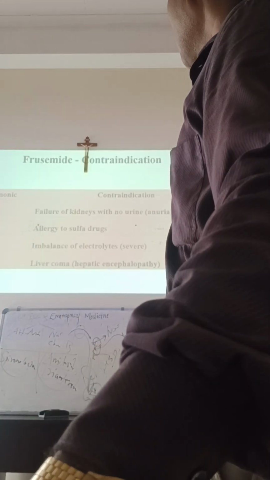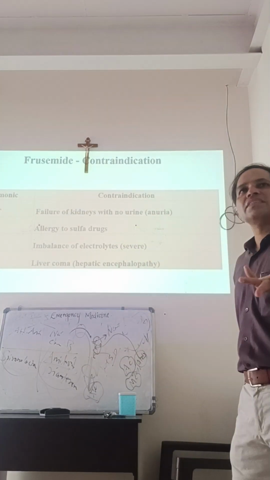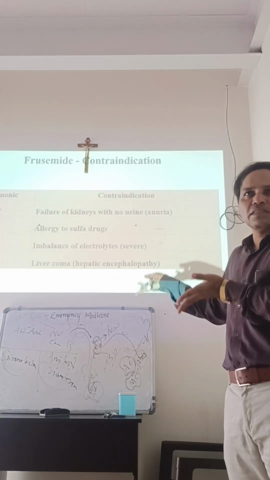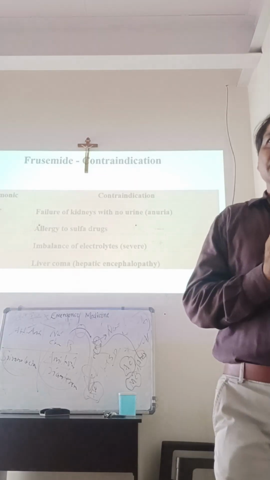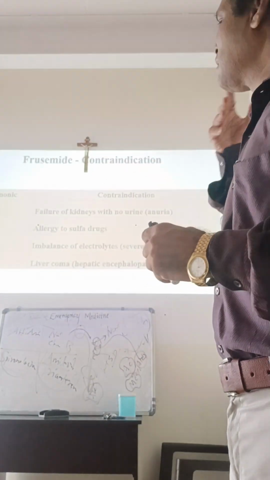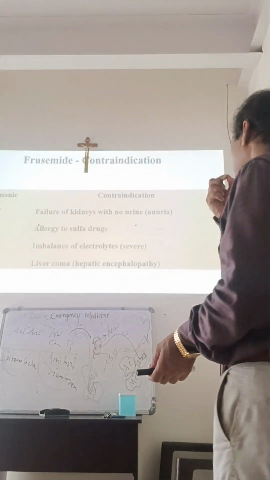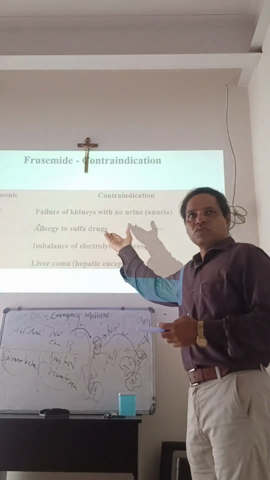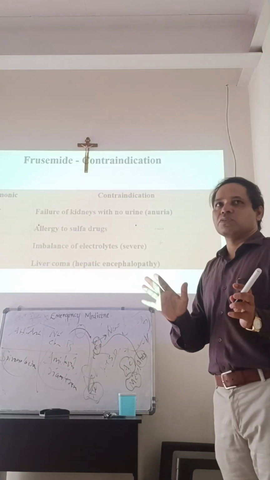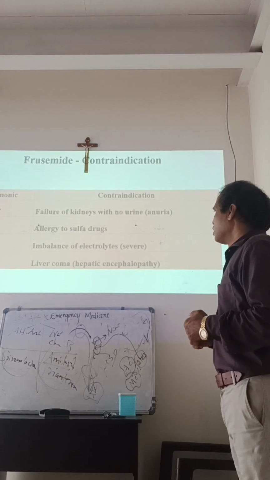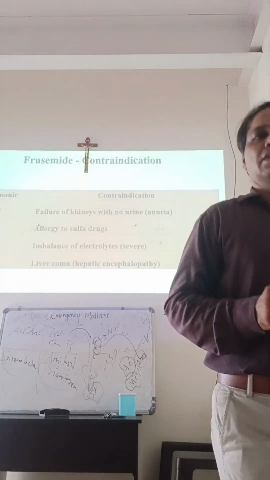What is the contraindication? Kidney completely failed. The drug acts in the renal system, and if the kidney is not functioning, using the drug is a waste. If the kidney is functioning, only then can you use the drug. If the kidney is completely failed and you use diuretics, there is nowhere for it to go and act. Just don't use it. Then allergy to sulfa, already I told you. If he has a history of that, or severe imbalance of electrolytes, don't use. Then hepatic coma, hepatic encephalopathy, there also you should not use these diuretics.